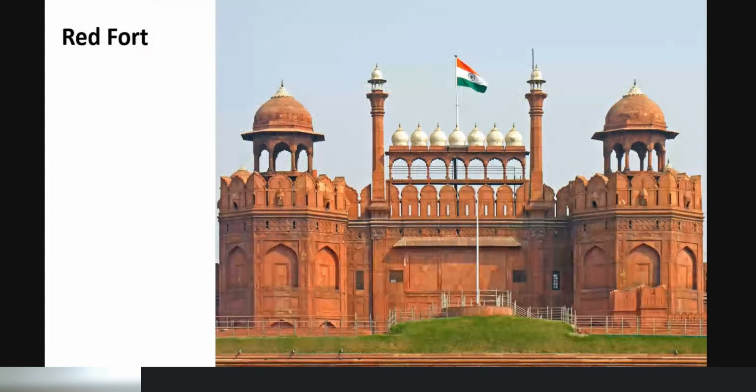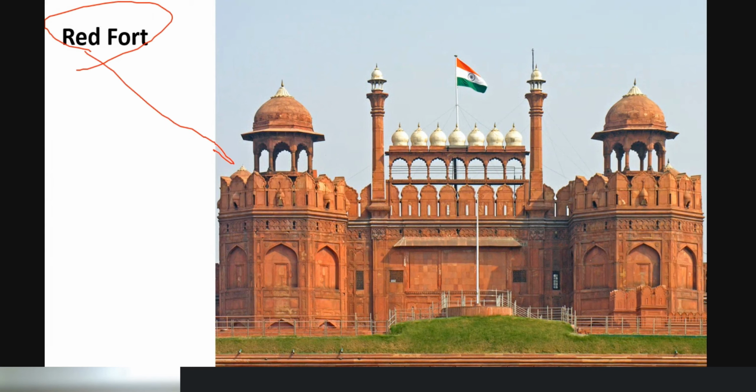And the next one is Red Fort. Red Fort, as the name says, you can imagine why it is called Red Fort. Red, due to its red color, and it is a fort. And red color, why? Because it is made of red sandstone. Sandstone is the first type of rock I have told you about, which is formed in a sedimentary basin.